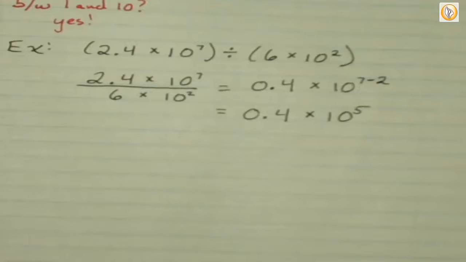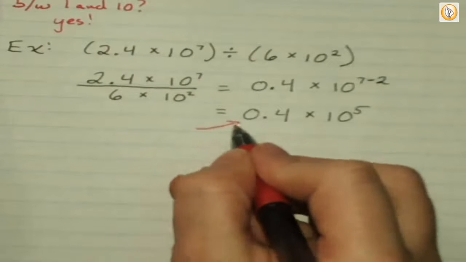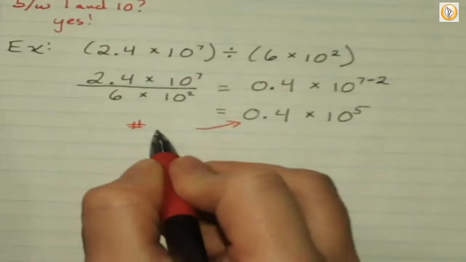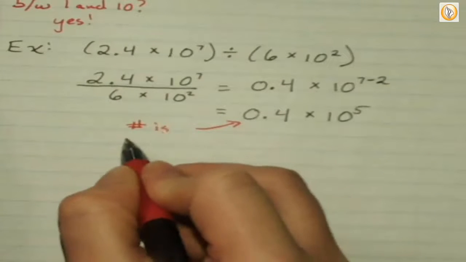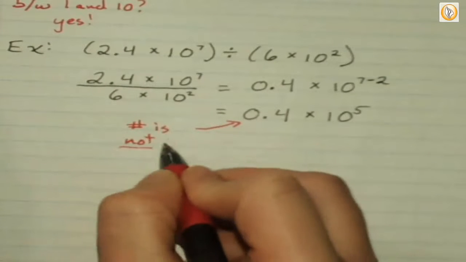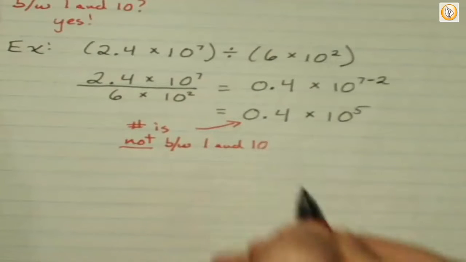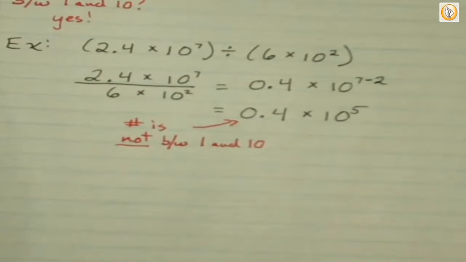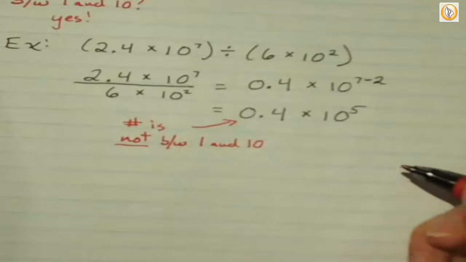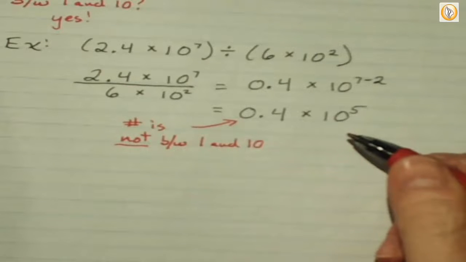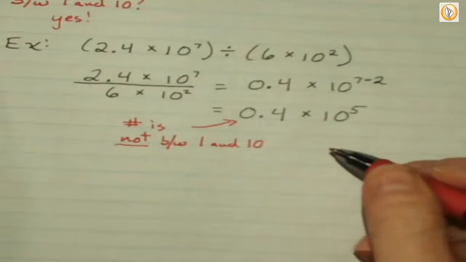Are we done? Some people are saying no. Michael, why am I not done? Because 0.4 is less than 1. That's right. The number is not between 1 and 10. So we have to move the decimal.